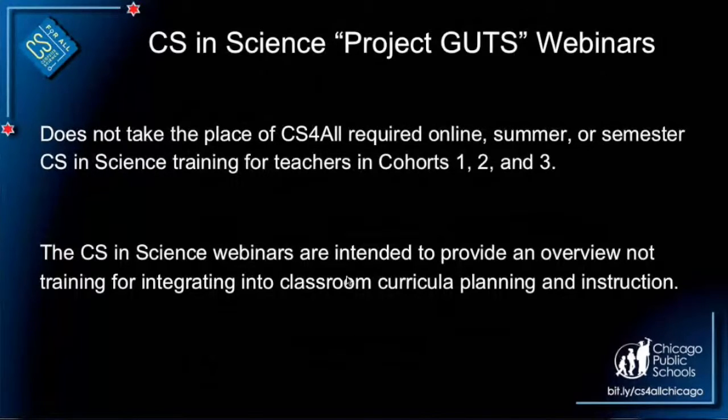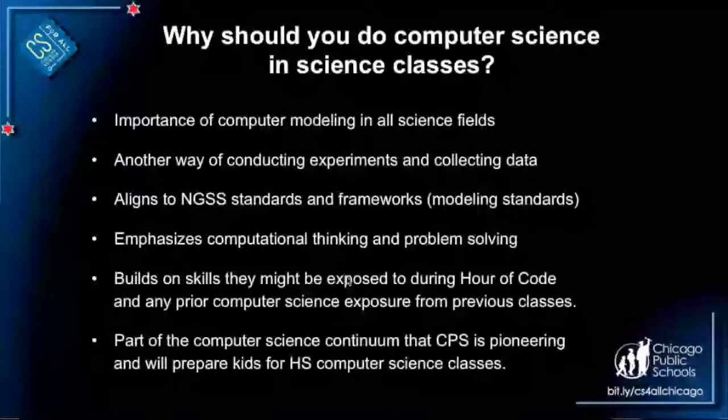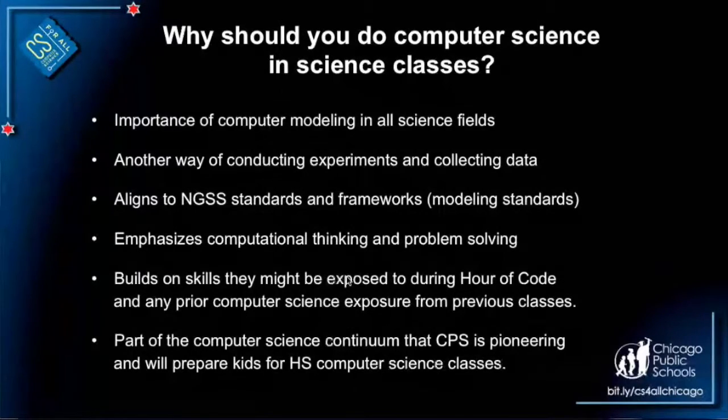Hey everyone. So I first want to start off by saying why you should do computer science in your science classes. First off, there is an importance of computer modeling in all science fields. It is another way of conducting experiments and collecting data. It aligns to the Next Generation Science Standards and frameworks, especially when you're looking at the modeling standards. You are able to actually replicate a lot of different scientific practices within your classroom. It emphasizes computational thinking and problem solving.